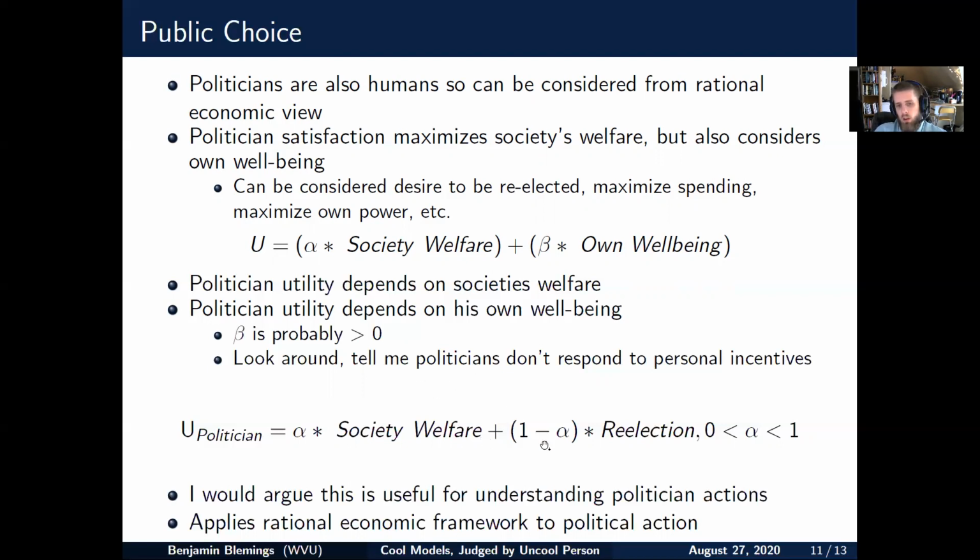And I would say that if you wanted, you could even substitute re-election for own well-being to make it even more concrete, to care at least some amount about being reelected. I argue that this is probably a pretty useful way for understanding how human politicians behave.